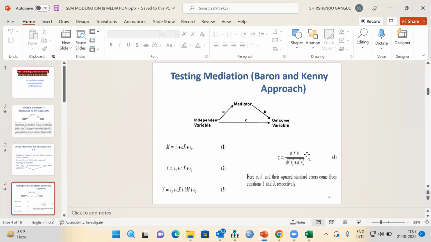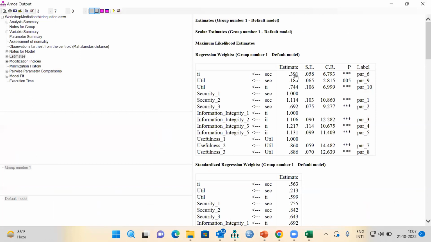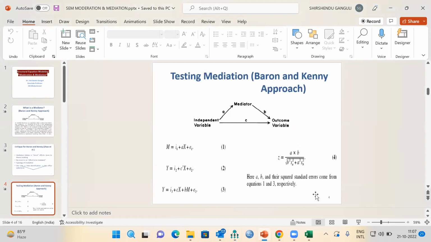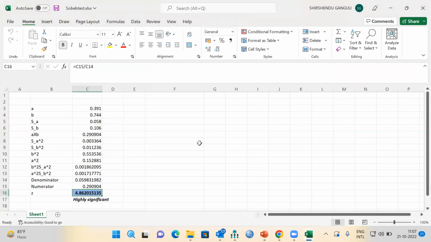Here, B and A are the regression coefficients for path A and path B, and SA and SB are the standard errors. Where do you get them? You get them in this data. This is B and A, 391 and 7.44, and these are the standard errors SA and SB, 0.058 and 0.106. Using that formula, I've calculated the Z value, and you can cross-check and verify from the Z value chart. This is a highly significant value.